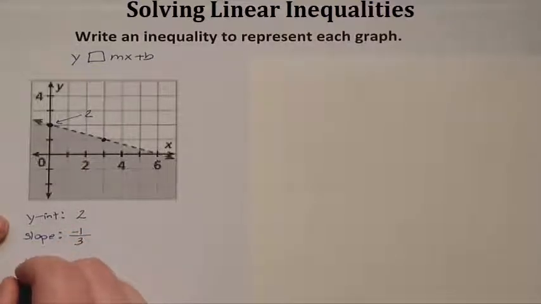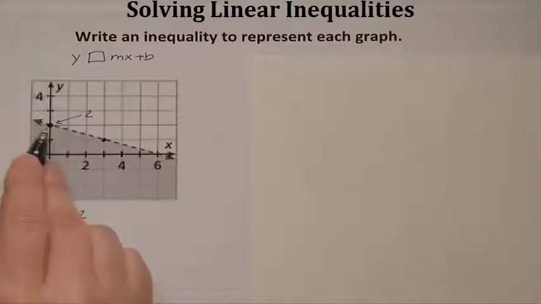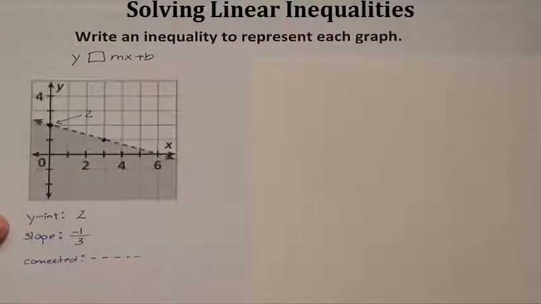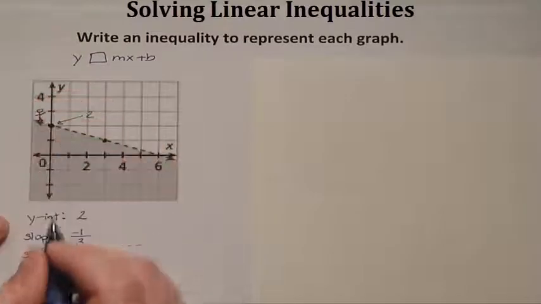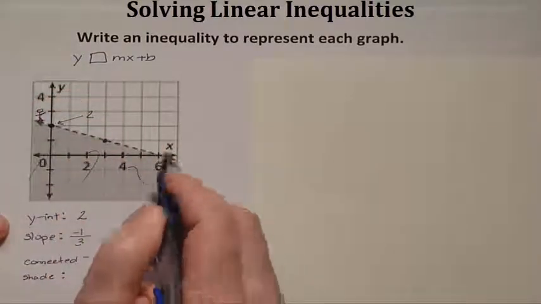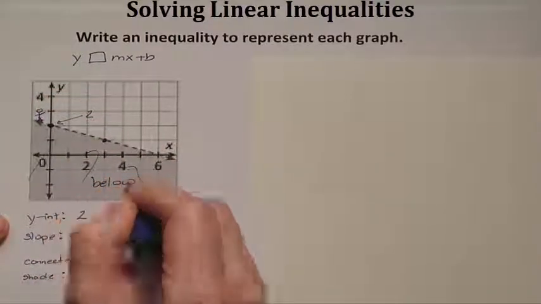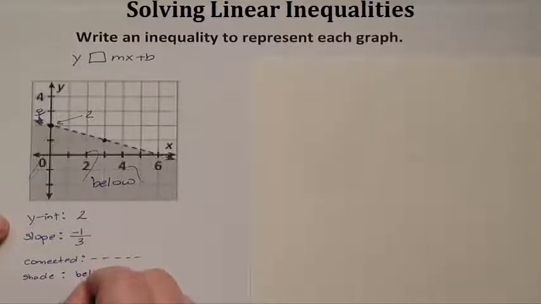Well, now I need to figure out how this is connected. So looking at it, this is a dashed line, so I have a dashed connect. And where is it shaded? Looking at this, if slope dude is standing right here, the shading was always down here, which was always below. So my shading is below. I need one symbol that shows below and dashed. This is the symbol for below, and the fact that there is no equal sign means it was dashed.